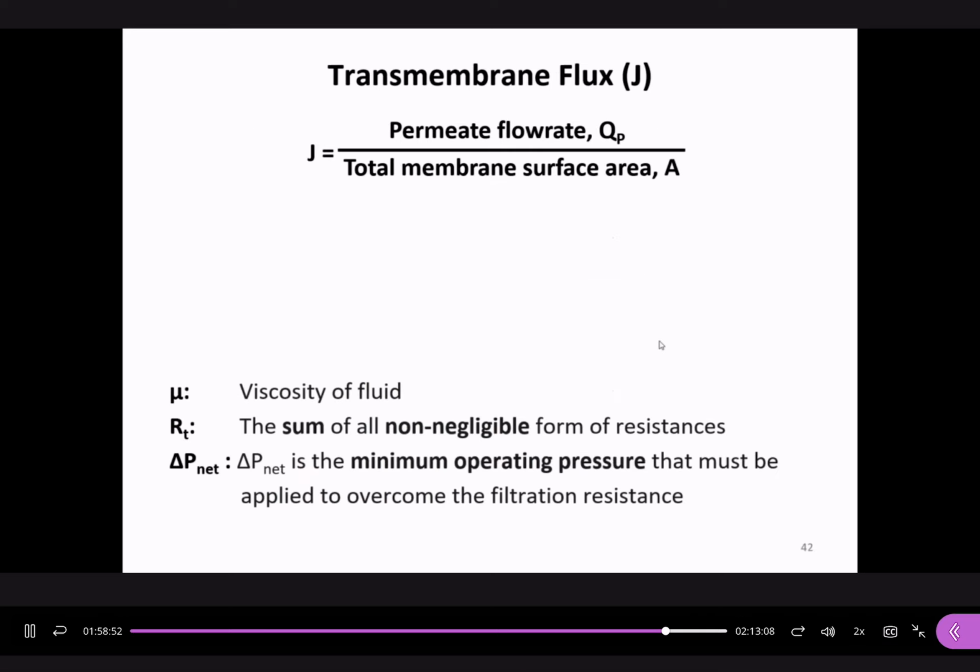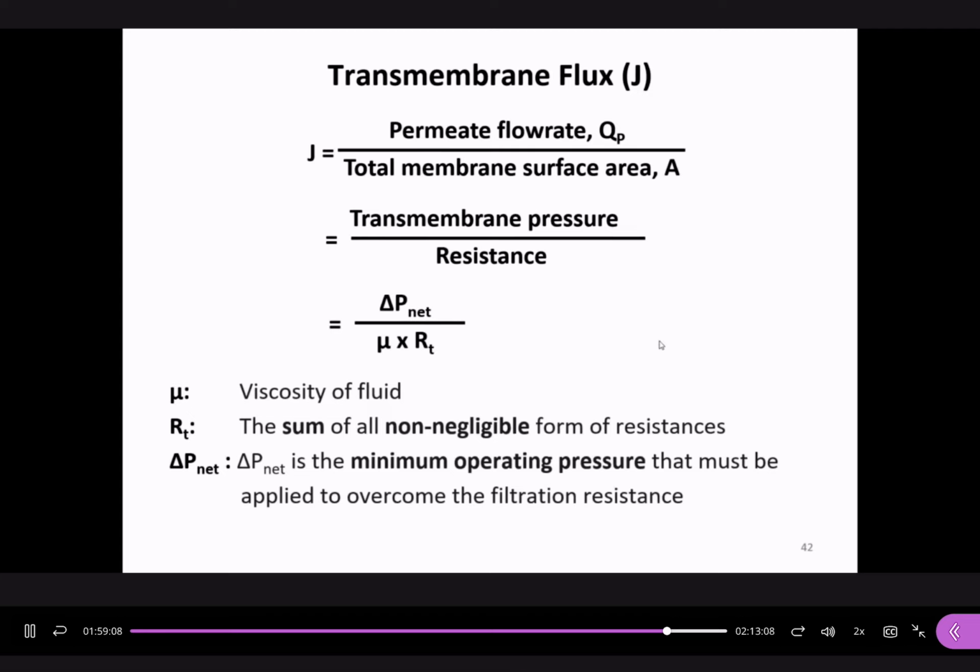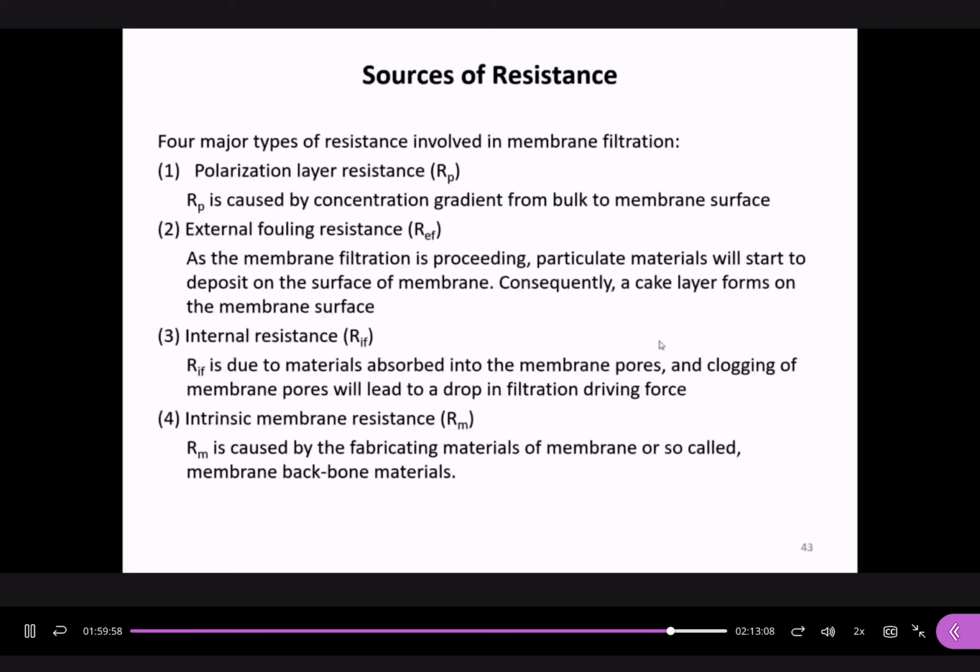And transmembrane flux, J, is the permeate flow rate over total membrane surface area. It also equals transmembrane pressure over resistance. Transmembrane pressure delta P net, divided by mu, the viscosity of the fluid, times the sum of all non-negligible forms of resistance. Here we have only the equations, but in reality we calculate the total resistance: from the membrane itself, from the fouling layer, etc. We study different components: polarization layer resistance, external fouling resistance, internal resistance, and membrane resistance. Our total is a summation of all this.